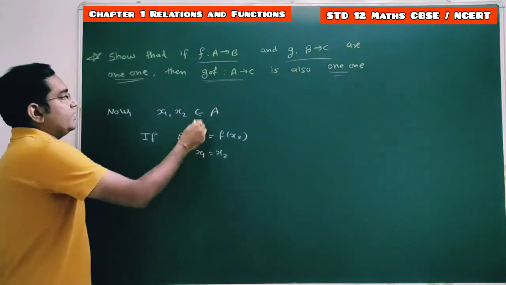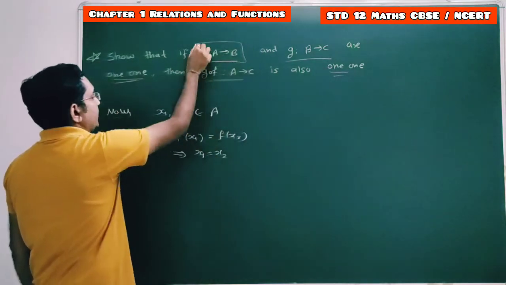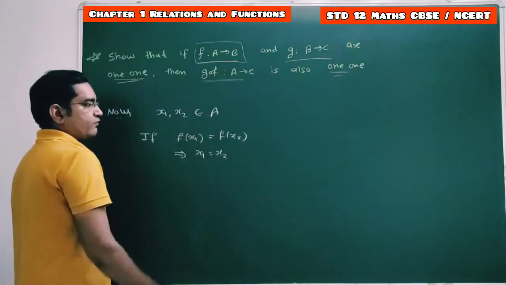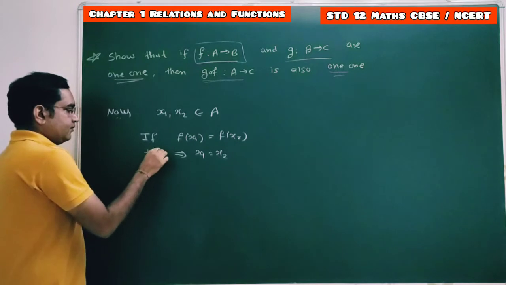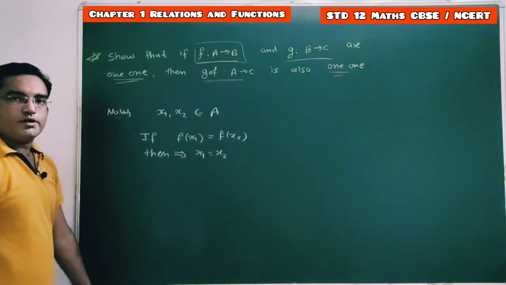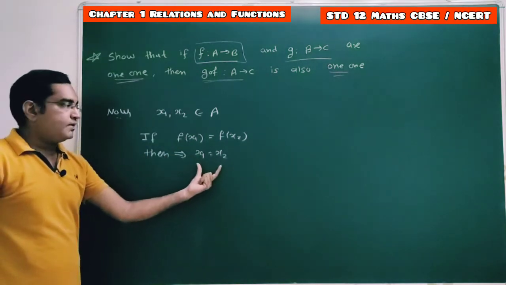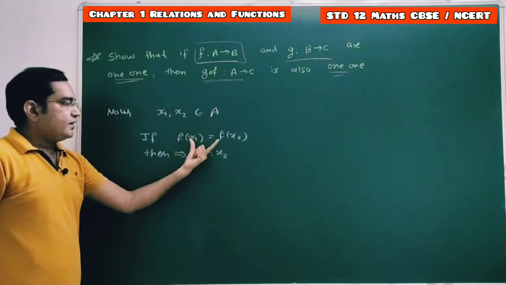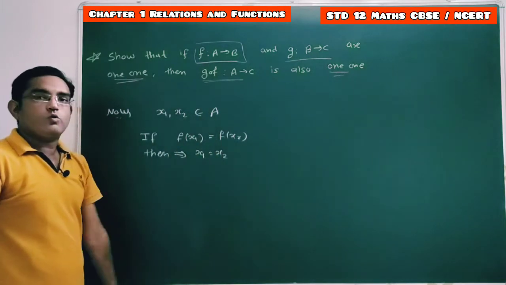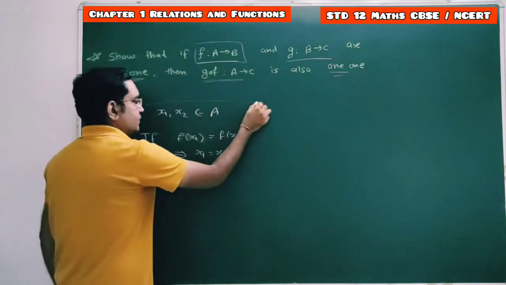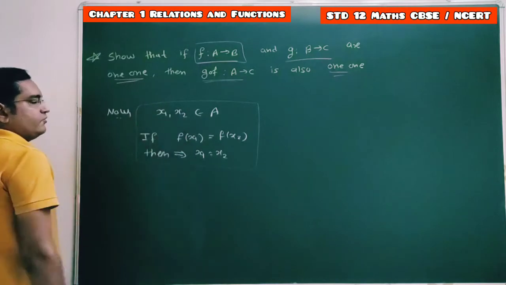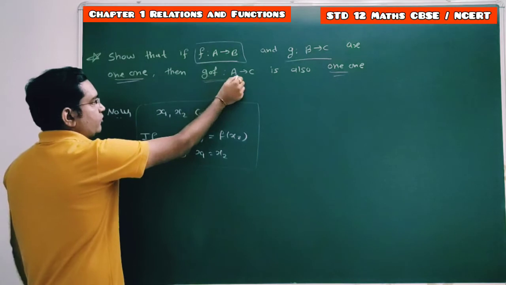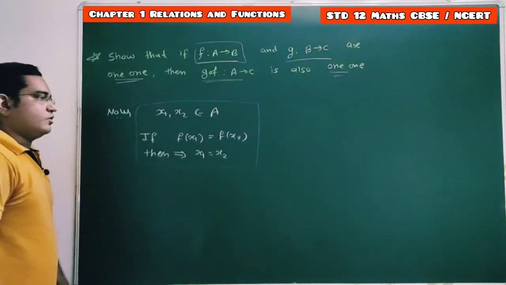And here we are already given that function f from A to B is a 1-1 function, and therefore we can write f of x1 equals f of x2 implies x1 equals x2. So this is the mathematical explanation of a 1-1 function. Now we have to prove that this composite function gof from A to C is also 1-1.